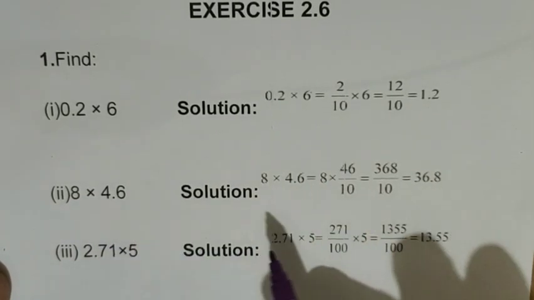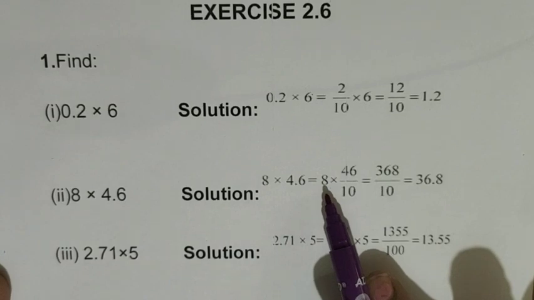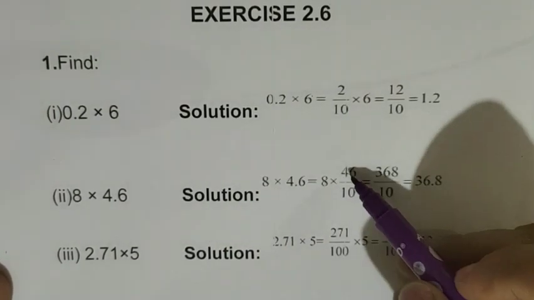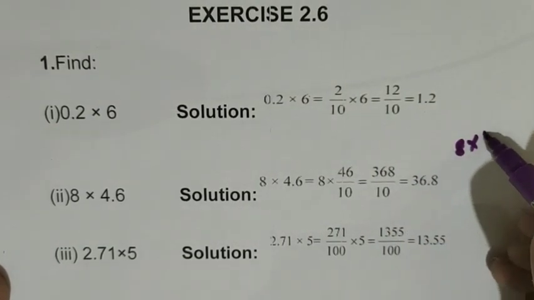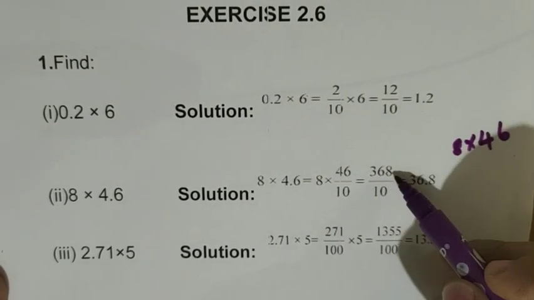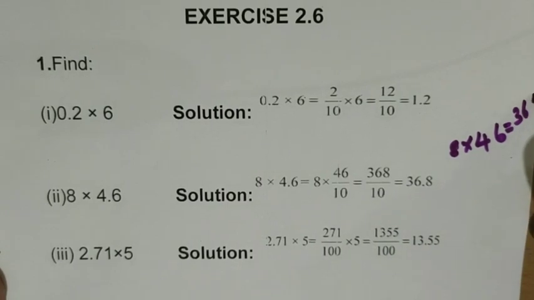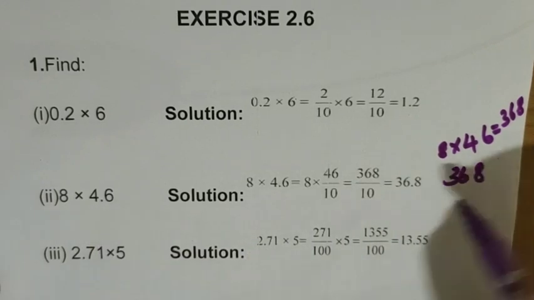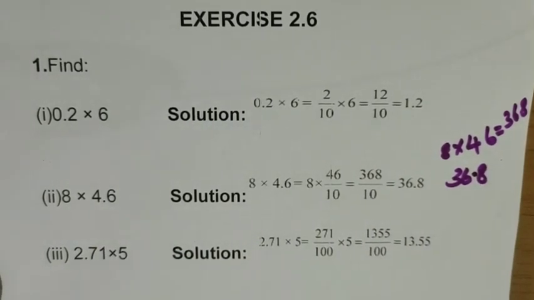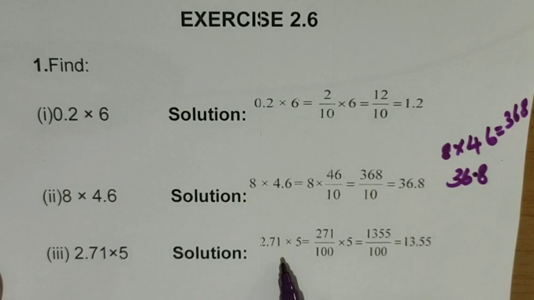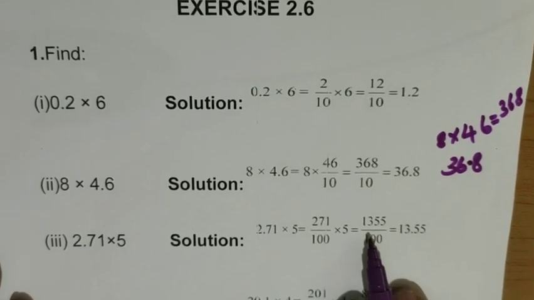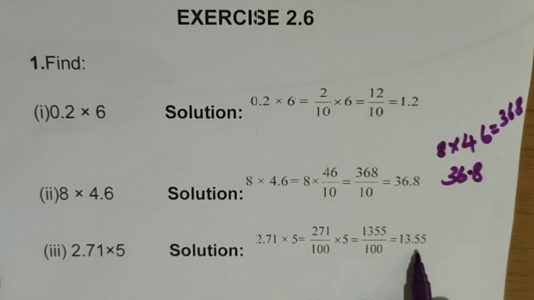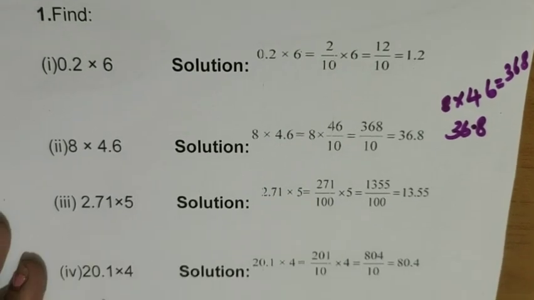8 into 4.6 can be written as 8 into 46 by 10. So without the decimal, 8 into 46 we should multiply first. What is the answer? 368. We are getting 368, so how many decimals should we move? 1 decimal. So 36.8. Similarly, 2.71 into 5, first you multiply to get 1355, then divide by 100 because 2 decimals are there. Again the answer is 13.55.